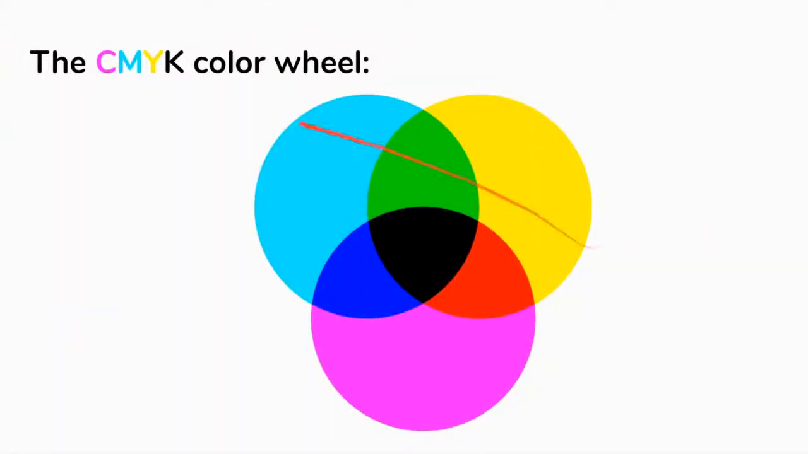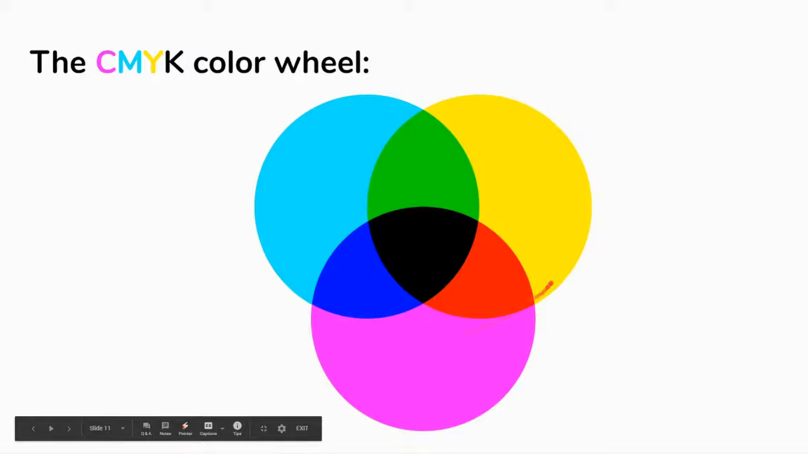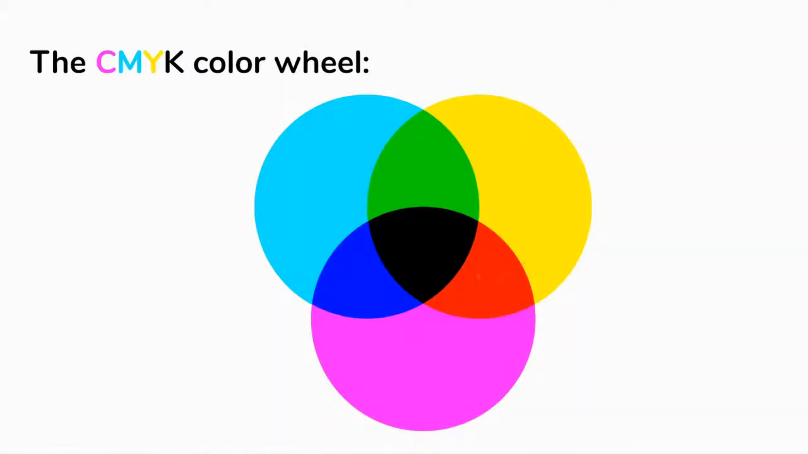So here is the CMYK color wheel. There's our cyan, there's our yellow, there's our magenta, and then whenever we mix these colors, we can see we get red, green, and blue.